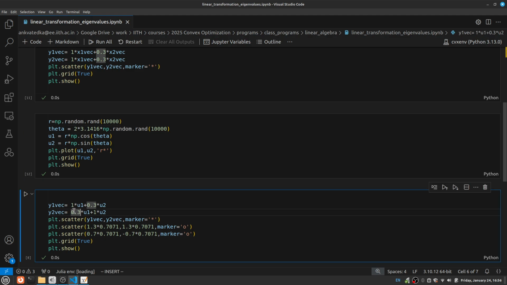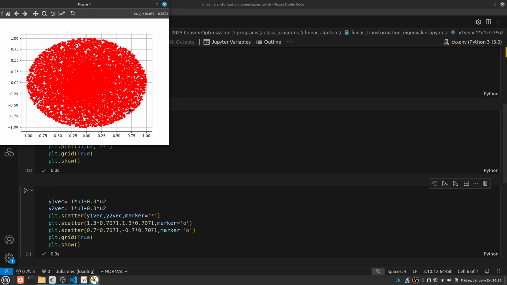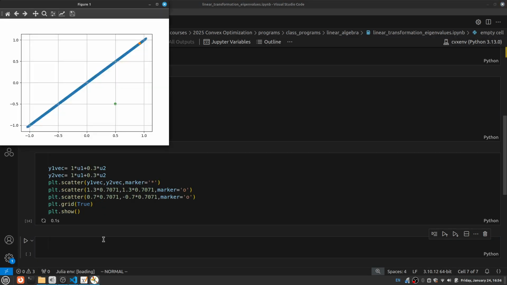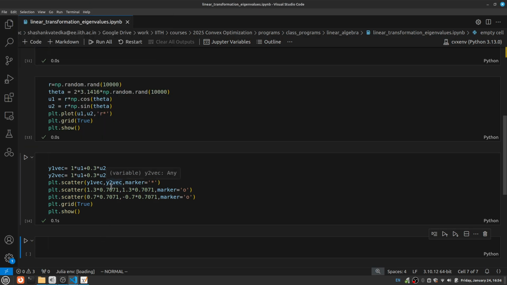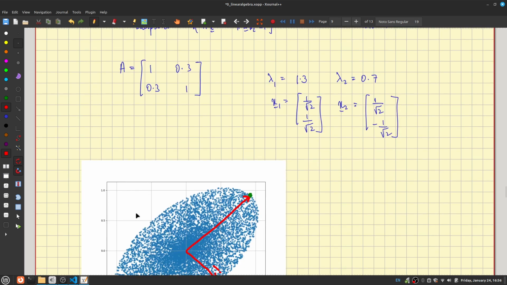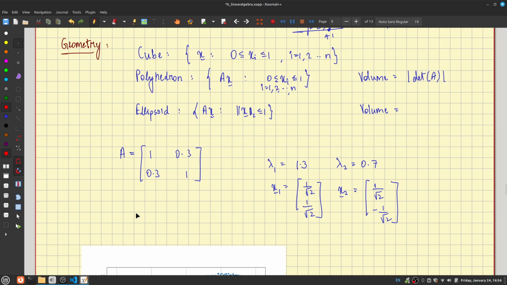So I have 1.3, 1, 0.3 at the original circle. I'm transforming this, I just end up with a straight line. So it's not a full n dimensional object. It just collapses down to a smaller dimension. It's going to be an ellipsoid, but it's going to be an ellipsoid in a smaller dimensional space. Okay. So that's about what happens to the ellipsoid.